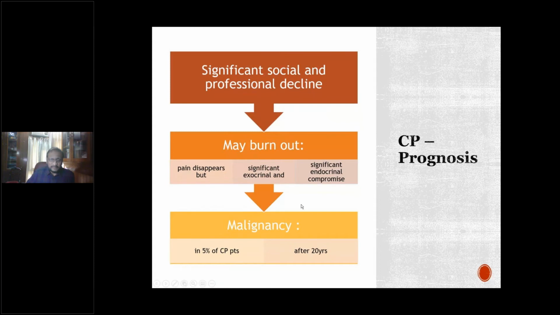And a part which is very important is that chronic pancreatitis will proceed to malignancy in 5% of patients, and that also after 20 years. So that is a very real problem of chronic pancreatitis, an eventuality of malignancy after 20 years in 5% of patients, and that has to be kept in mind when you're dealing with chronic pancreatitis.